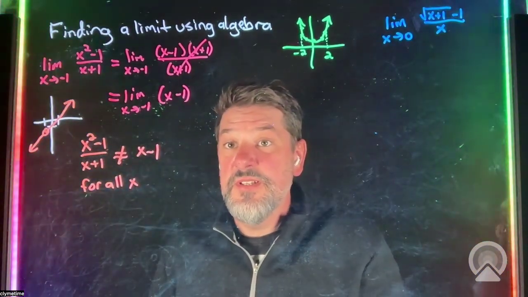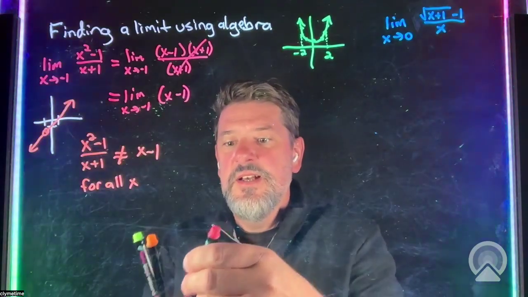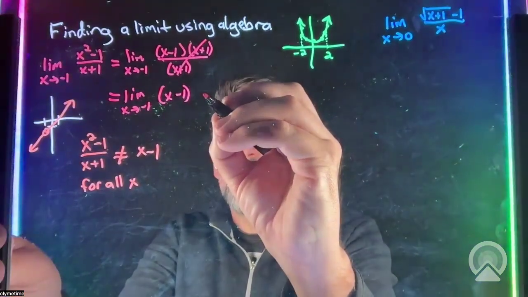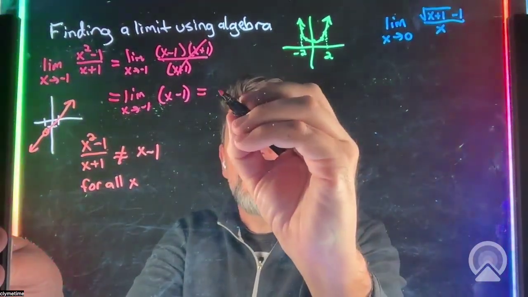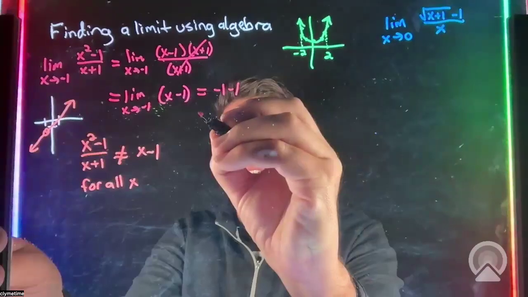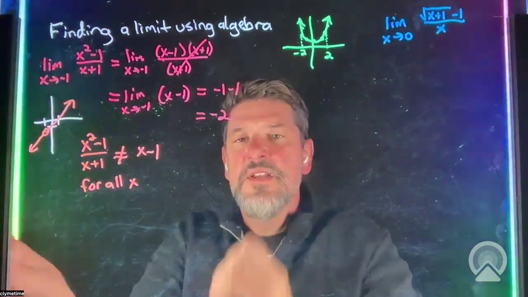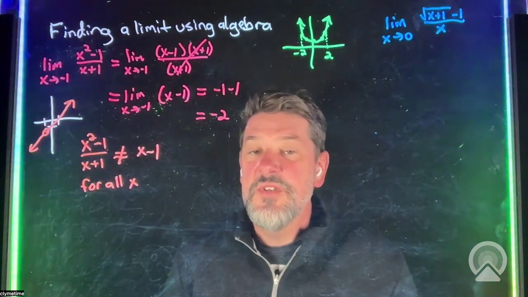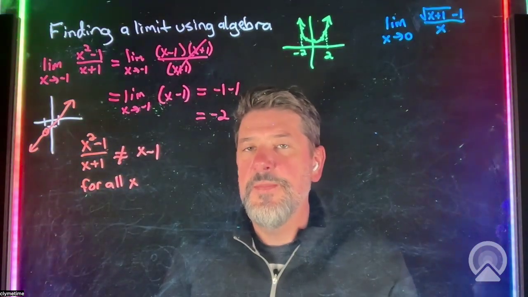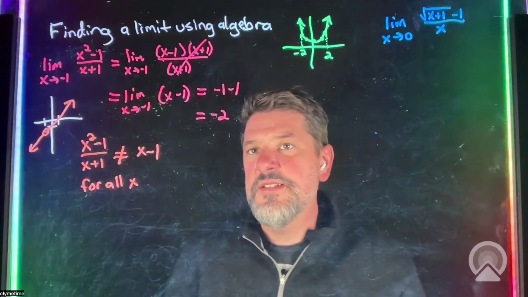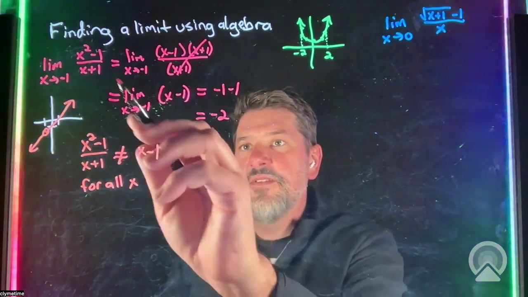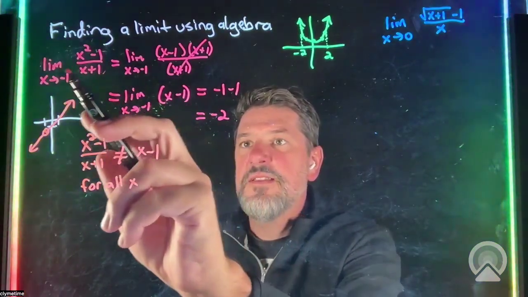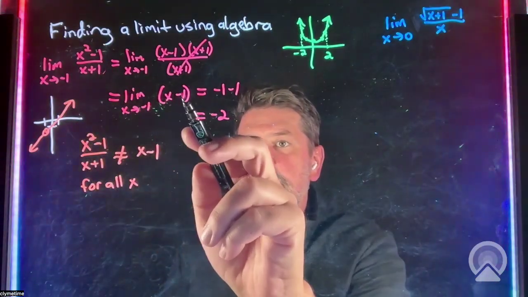So now we can plug in. So the limit as x approaches -1 of x minus 1, just now we can plug in. So we get -1 minus 1, which is equal to -2. So the limit is -2, and we can find it by reducing first, then plugging in. So again, that works because while this is not directly equal to this, like these function values are not equal, the limit of this is equal to the limit of that.